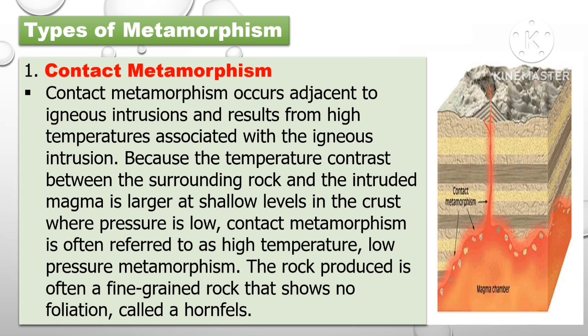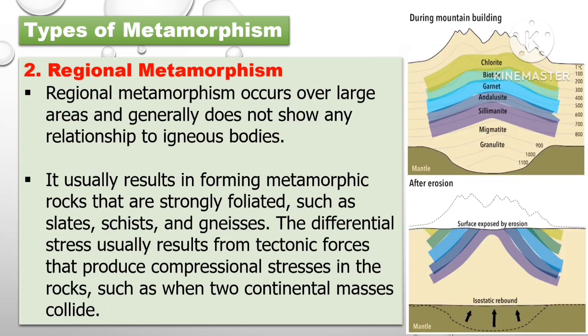The first one is contact metamorphism. It occurs adjacent to igneous intrusions and results from high temperature associated with the igneous intrusion. Because the temperature contrast between the surrounding rock and the intruded magma is larger at shallow levels in the crust where pressure is low, contact metamorphism is often referred to as high temperature and low pressure metamorphism. The rock produced is often a fine-grained rock that shows no foliation, called a hornfels.